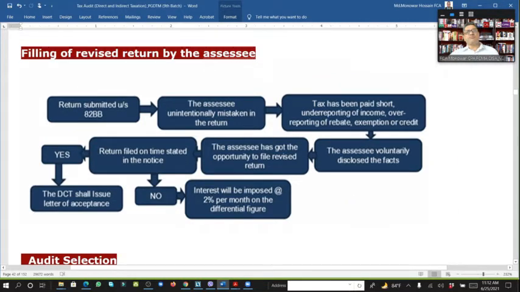So you can see this is the flow chart of return submission under 82C. The SSC's uncertainty or mistake can be returned. Tax that has been paid short can be assessed. That can happen. And if it is a short payment, then 2% monthly interest has to be paid.